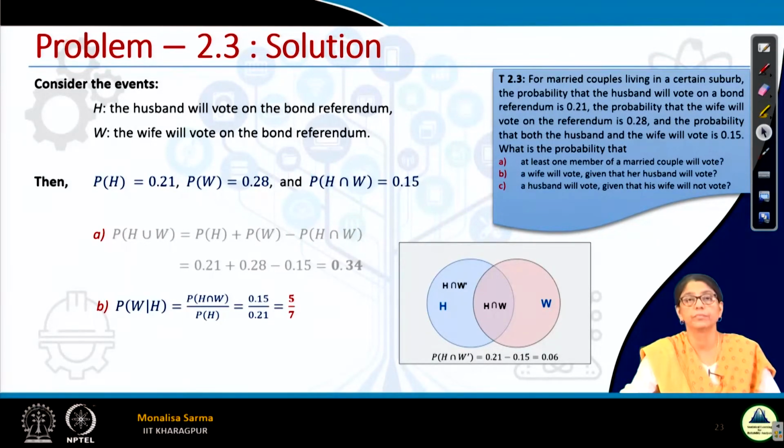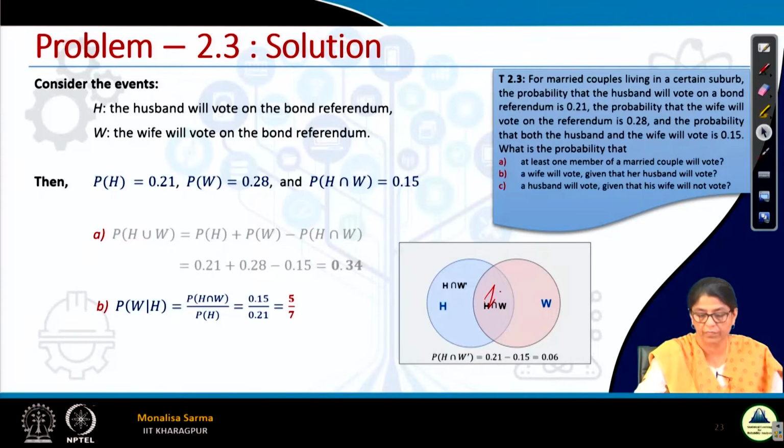Similarly, the next question: a husband will vote given that his wife will not vote. See here, the third is a bit complicated, not very complicated if you draw the Venn diagram. So always write down the events and then draw the Venn diagram, then things will become very clear. From the picture you can understand, it is given a husband will vote given that the wife will not vote. Husband will vote in this picture is the circle of H, where the husband will vote, and this light pink portion is the portion where both the husband and wife will vote.